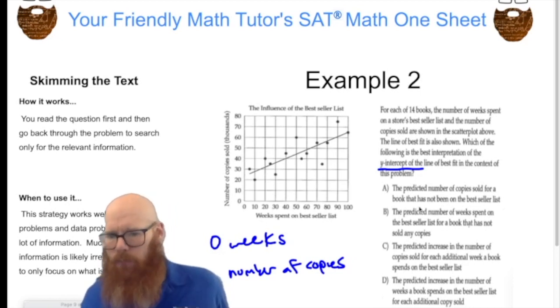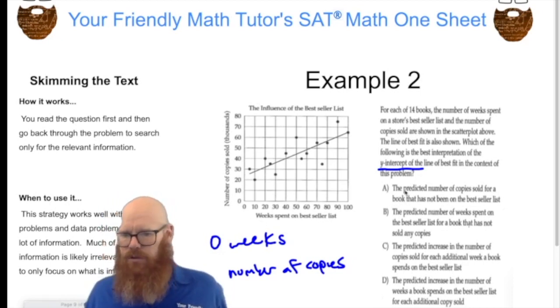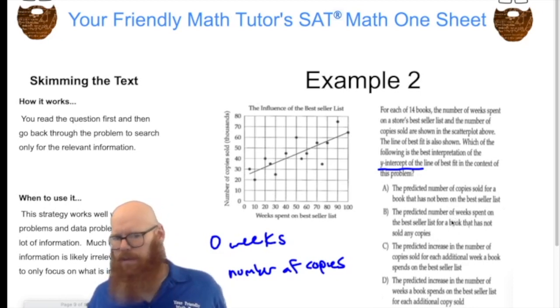All right, so if we go and read our answers, the predicted number of copies sold for a book that has not been on the bestseller list. Well, that looks pretty good. The predicted number of weeks spent, well, it isn't going to be the predicted number of weeks spent because we talked about the Y value is the number of copies sold, so that doesn't work.